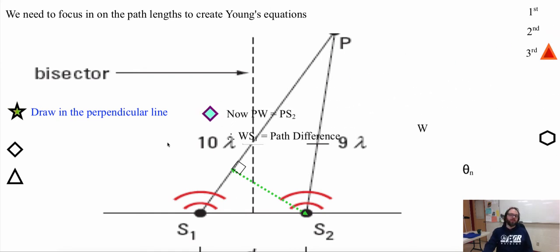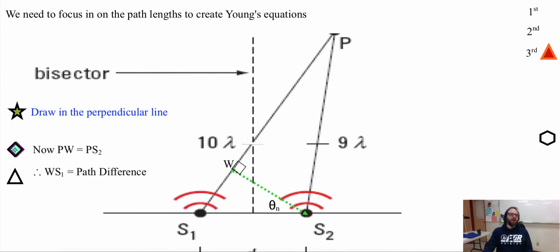Then, second, we now know that PW, this right here, is equal to PS2. So these 2 lines here are the exact same length, okay? And we also know then that WS1, W to S1, is our path difference between them. Because if this line is equivalent to this line, then this line here is our path difference. And that is essentially what we want to find to figure out if we're going to be in a node or antinode, is that path difference.